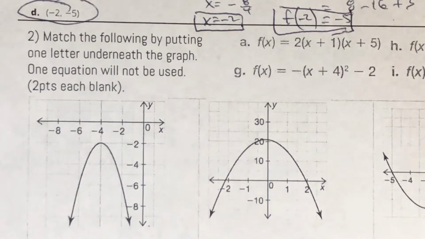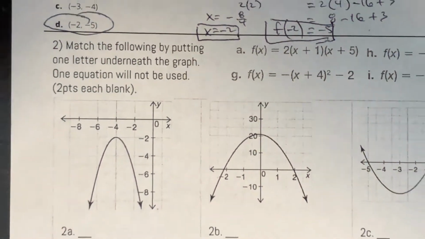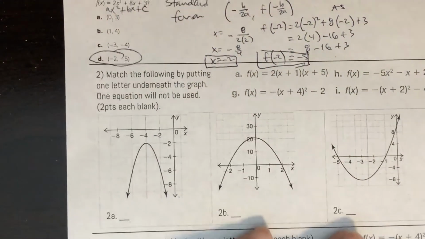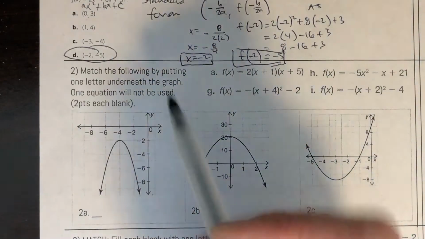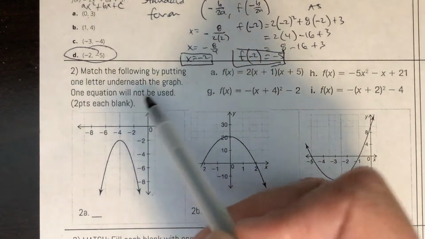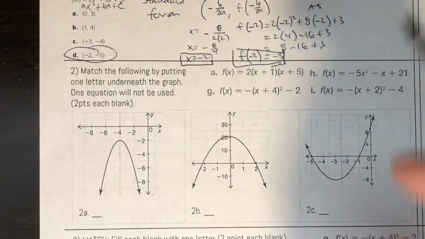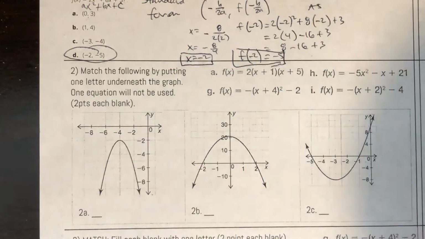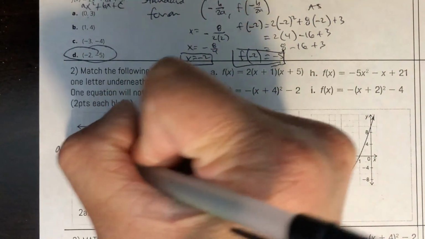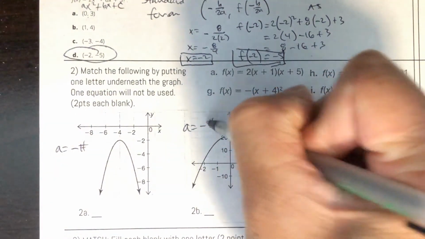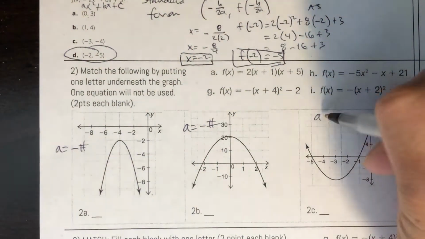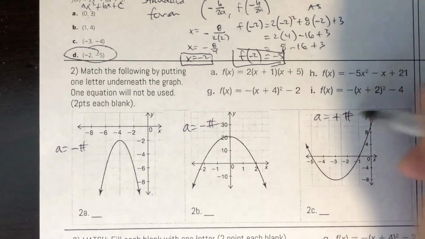Question number 2. We need to match the following by putting one letter underneath the graph. One equation will not be used. So I have 4 of the choices here, and I have 4 graphs. Some things you can mark on there is something like this. Let's say A is negative because it's going down. A is a negative number, and this one, A has to be a positive number.